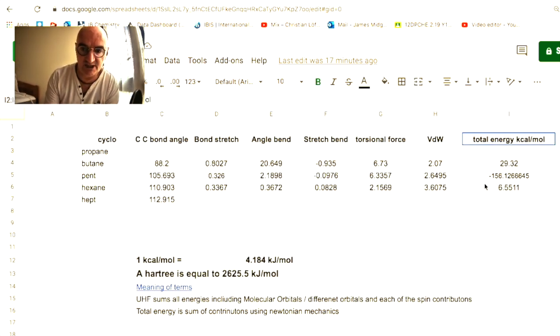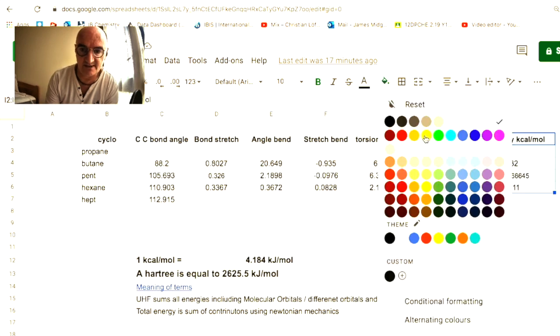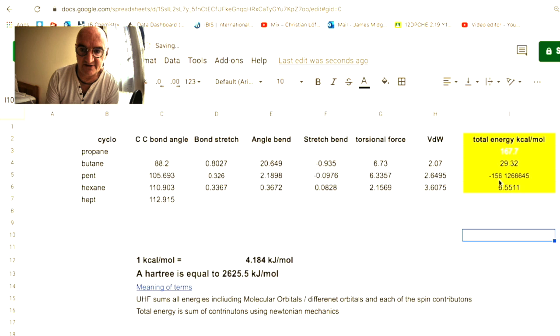This total energy here, this is the sum of all of these energies. So let's get that here. This is summed by just adding these up and giving the total energy. Don't forget, this is the energy from the Newtonian mechanical calculations, not from any additions from the molecular orbitals and the spin-spin contributions, which we shall come to shortly.